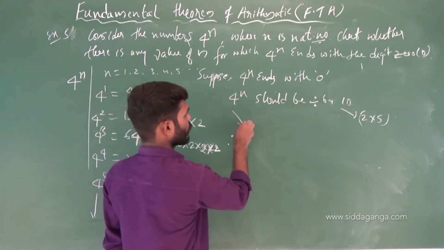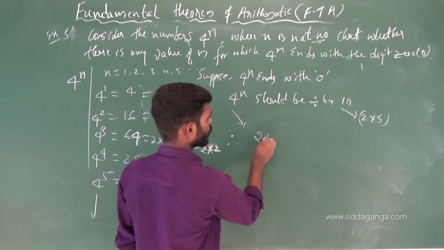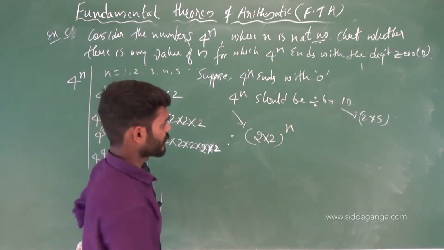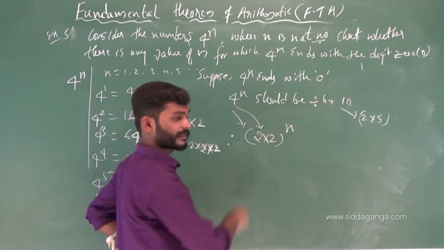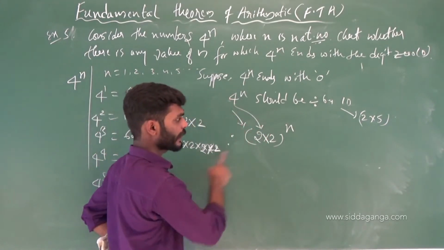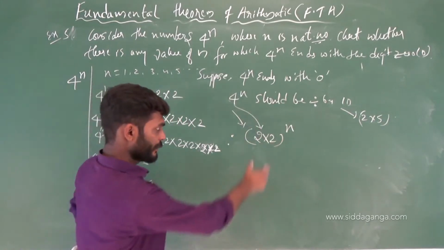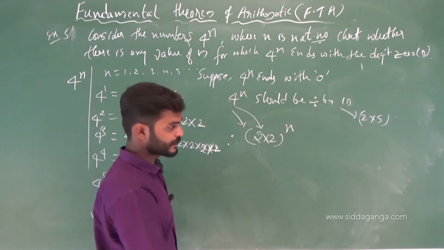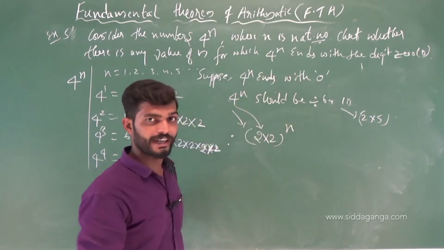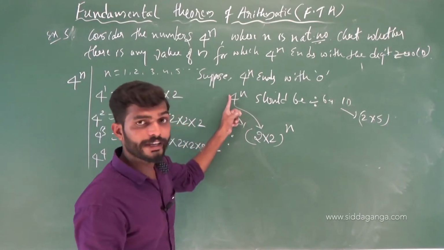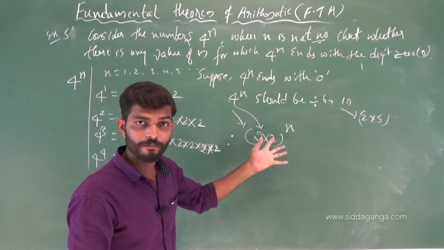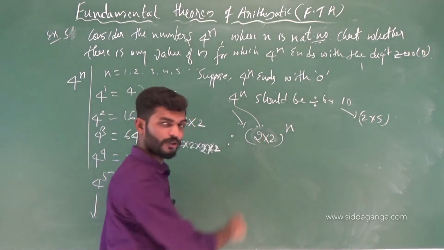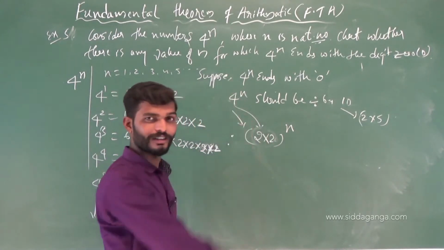What if I express 4^n as 2 into 2^n? Now tell me, is there any way such that I can express 4 as 2 into 5? In this expansion, 4^n is 2 into 2, whole to the power of n. Is there any chance that I can express 4 as 2 into 5? No chance. Or 5 into 2? No chance.